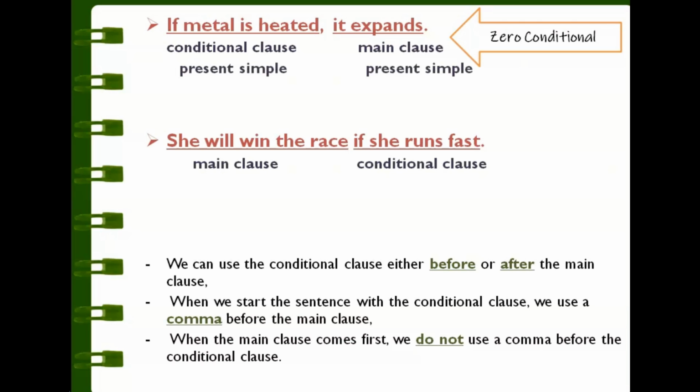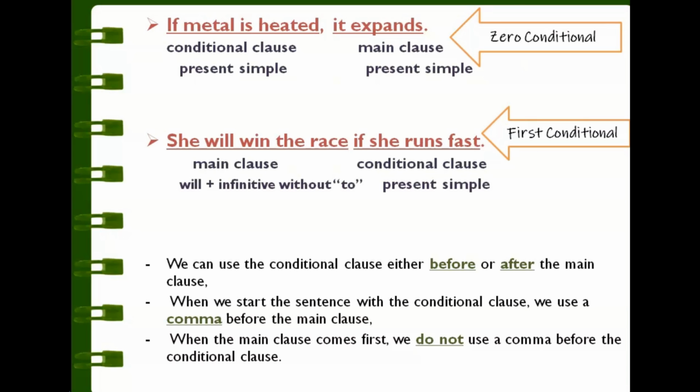The second sentence is the first conditional. We use the first conditional to describe a specific real condition in the present or future and its possible result. We use the present simple tense in the conditional clause and will plus infinitive without to in the main clause. We can use modal verbs to express weaker possibility and ability or to give advice.